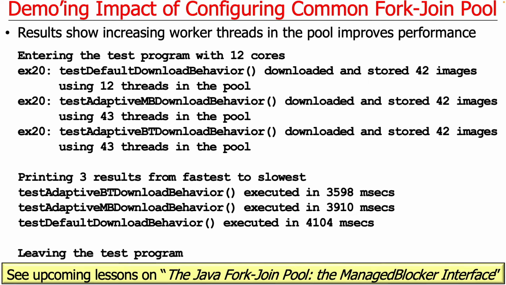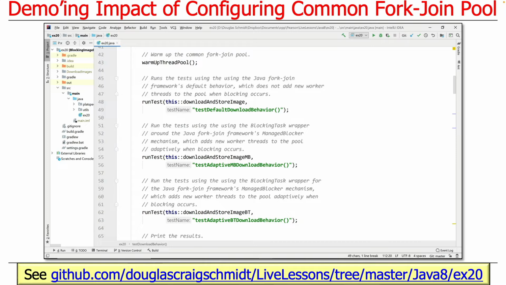image. When we run this program, you may see slightly different behavior because I'm using a different computer this time and we're over a different network connection than the last time I ran this. But what you'll probably see is that the default behavior, which downloads and stores images using only 12 threads, or in this case 10 threads because this is a 10-core computer, will execute slower than the other approaches that are going to end up creating more threads because they're going to adaptively create new threads. So that's the key theme to take away from this demo we're about to look at. And this is the actual demo code here, again, in the EX20 folder.